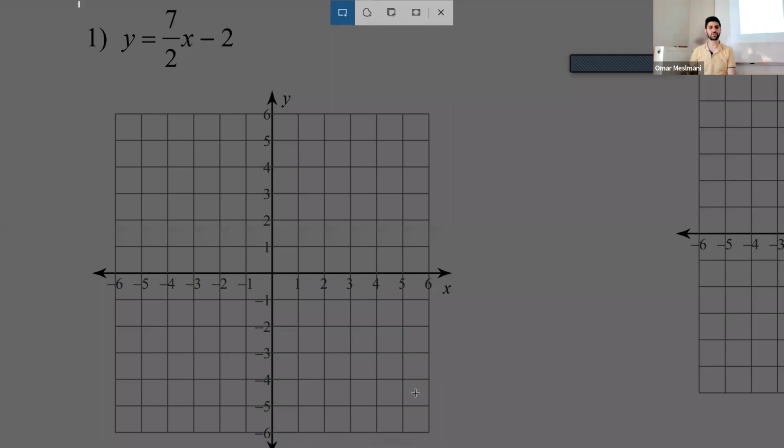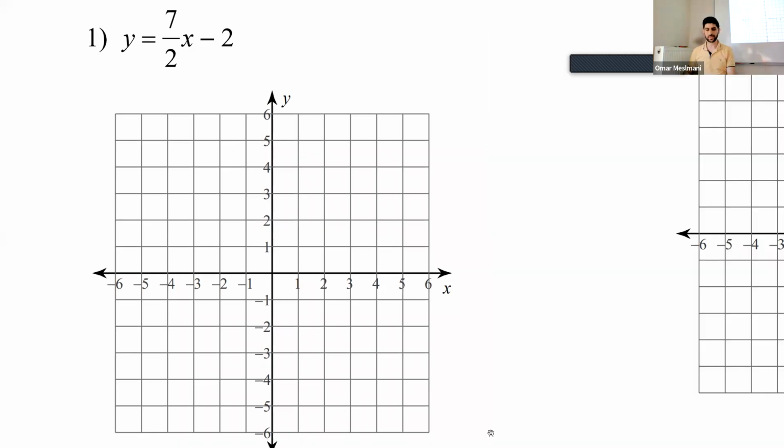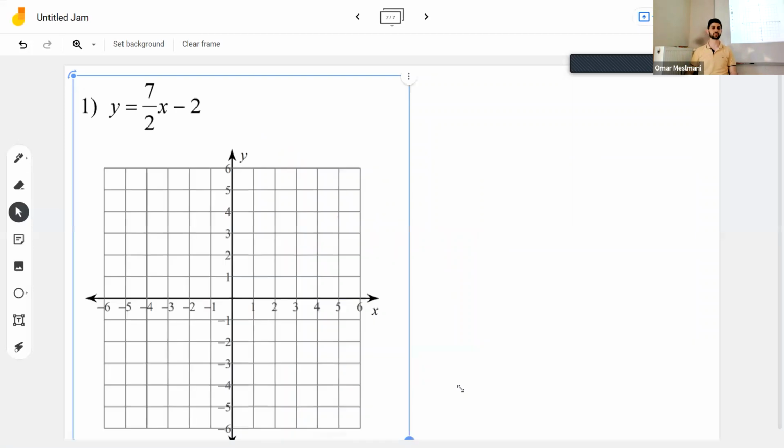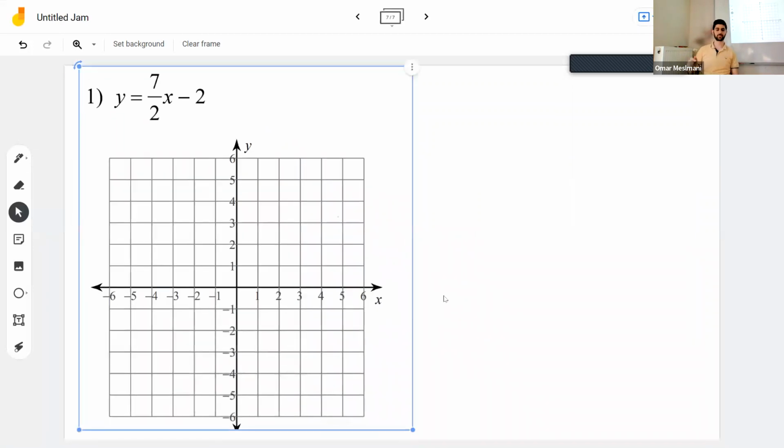Here it's a fraction, so you have to be careful. Let's assume that there is no calculator and you want to do this question even with a fraction. How do you do it? Try your best. Show me.